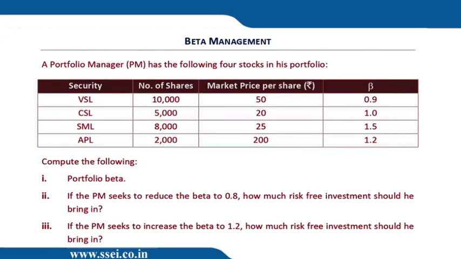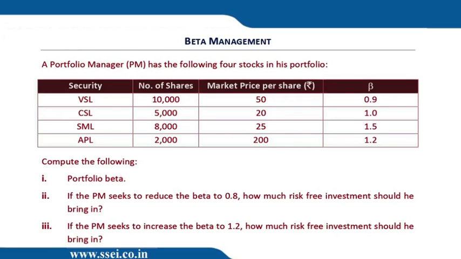Second part of the question. If the portfolio manager seeks to reduce the beta to 0.8, how much risk-free investment should he bring in? So our beta was 1.108. We want to reduce it to 0.8. Hope you are sitting with the calci. So if you want to reduce it to 0.8, you have to invest in RF. So simply you have to do what?